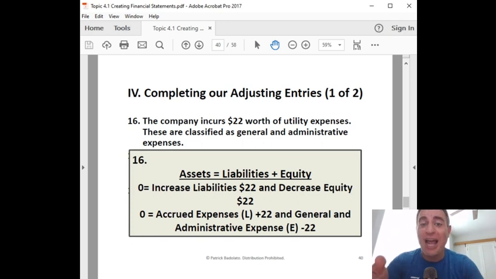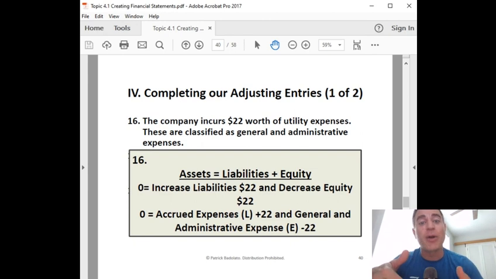I'm just also offering, it doesn't have to be in here. You could have also, for example, called this utilities payable, right? But I don't have that on my list of accounts on the balance sheet. So I'm still going to stick with accrued expenses, representing expenses incurred and not yet paid. But accrued expenses is a liability account as I have here.